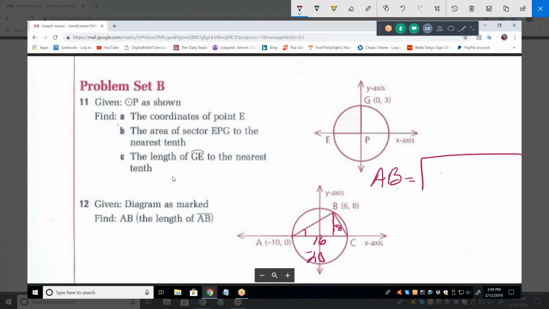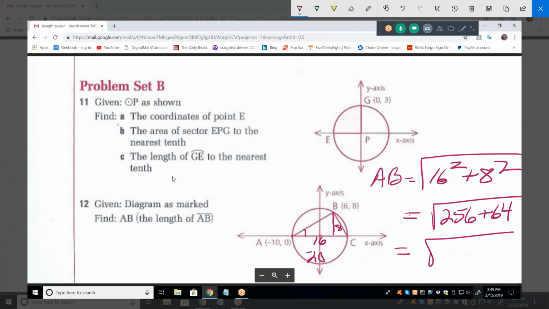What's it going to be? It's going to be the square root of 16 squared plus 8 squared. And this time, let's leave it as a radical because he doesn't give any special instructions to do it to the nearest tenth. So that's 256 plus 64. That's 320. Now, how do we know whether we can simplify 320 or not?